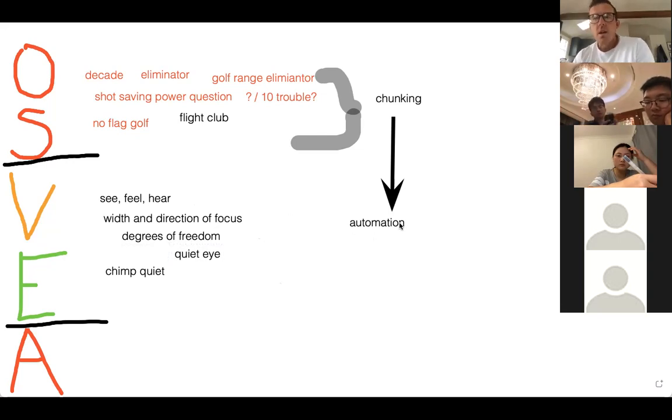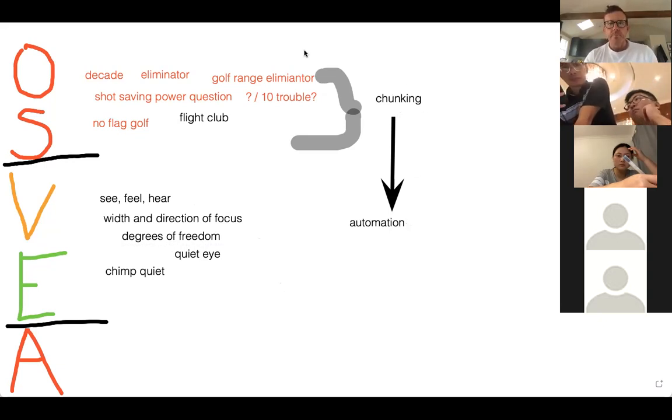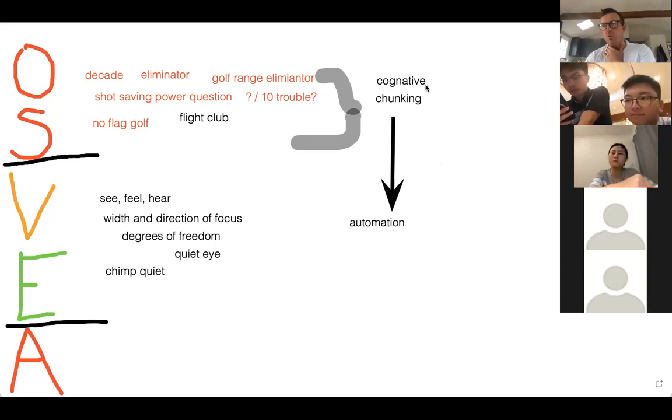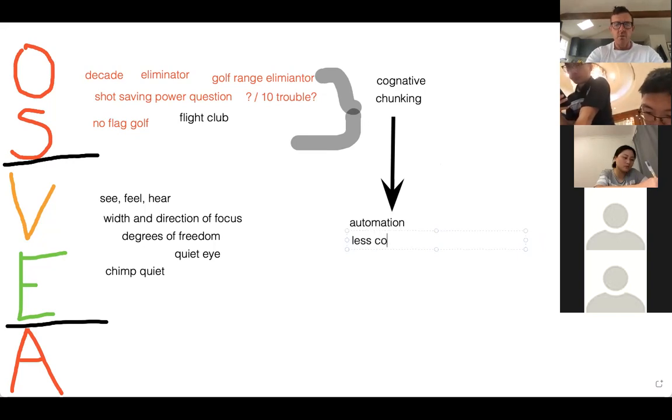Automation, being free with the golf club, is more of a subconscious action. At this point when we're chunking, it is probably pretty cognitive. This would be when the player is in their yardage book, working hard, talking to the caddy, thinking. Automation is, as a player now, we want to be less cognitive, so less thought, and we want to be more free and flowing.